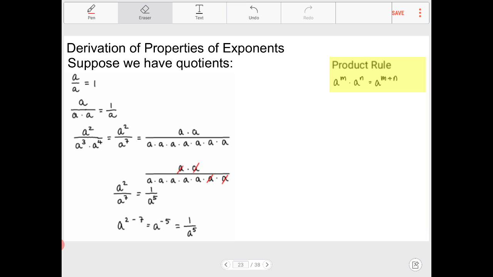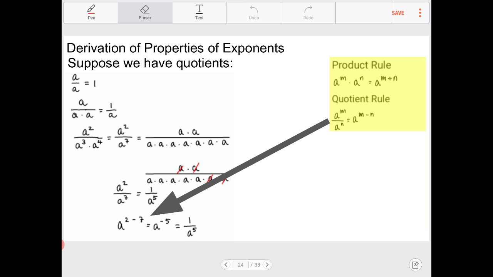Now, in this demonstration that I just performed here on this slide, there's actually 3 things I want to point out. One is that step right there, that is the quotient rule. The quotient rule says if I have a quotient with the numerator and denominator having the same base, then all we have to do is just subtract the exponents. We always take the numerator and subtract it by the denominator.